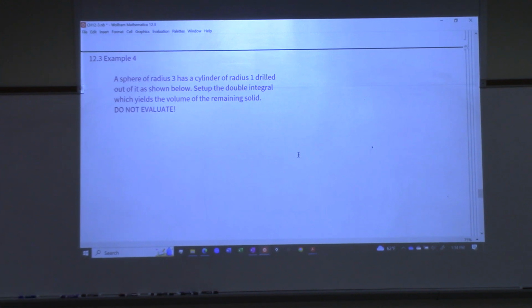A sphere of radius 3 has a cylinder of radius 1 drilled out of it as shown below. Set up the double integral which yields the volume of the remaining solid. Do not evaluate.